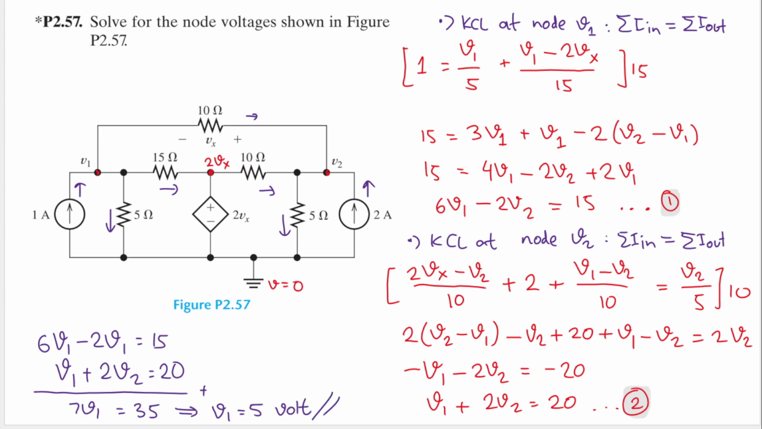But we still need to find V2. Let's plug V1 in here. So I will have 5 plus 2V2, and that will equal 20. So 2V2 is equal to 15, and then V2 is equal to 15 divided by 2, which will be 7.5. The unit here will be volts, and that is the second answer. So finally, the conclusion is V1 is equal to 5 volts, and V2 is 7.5 volts.